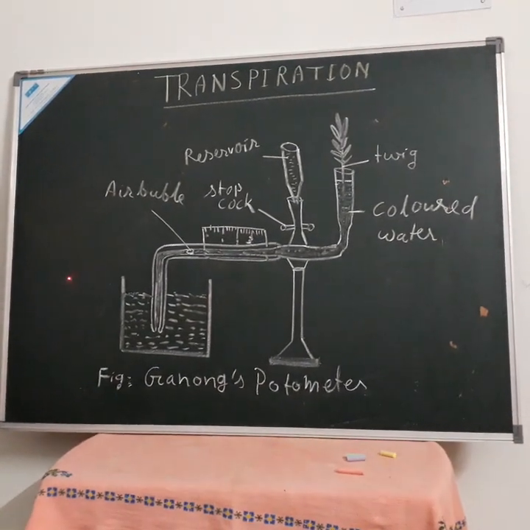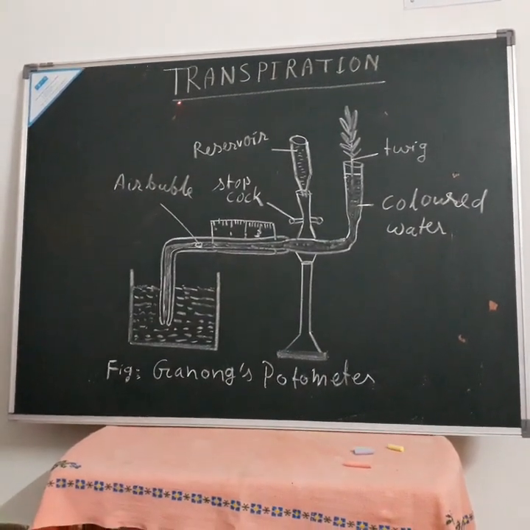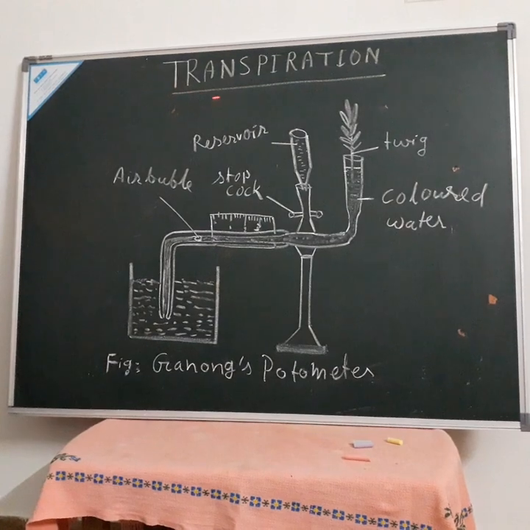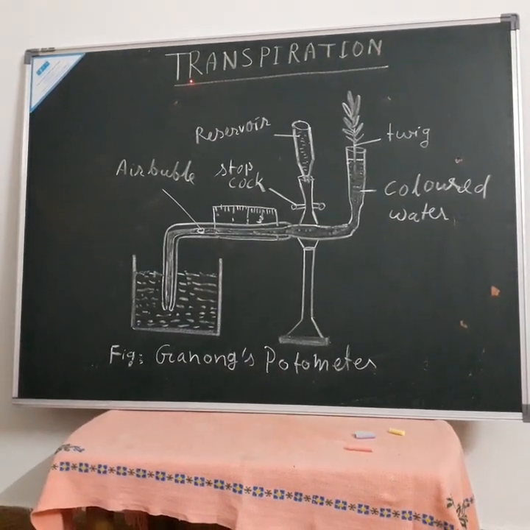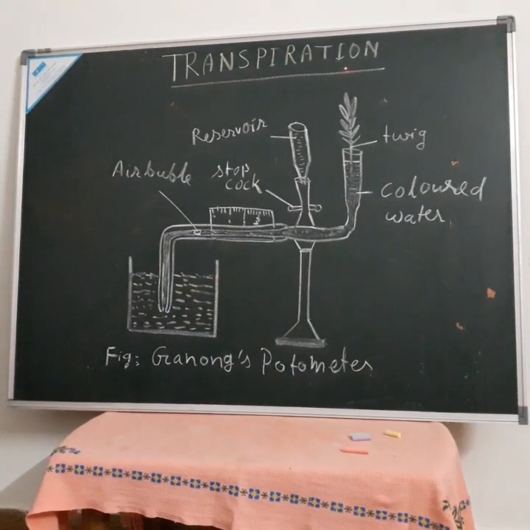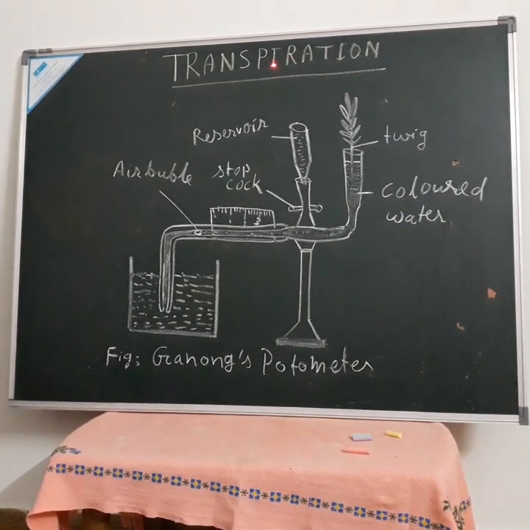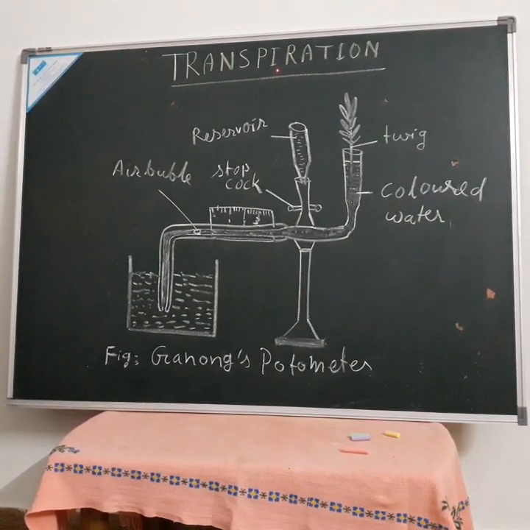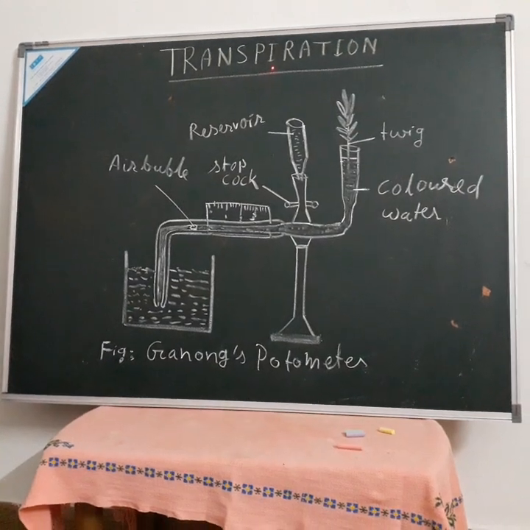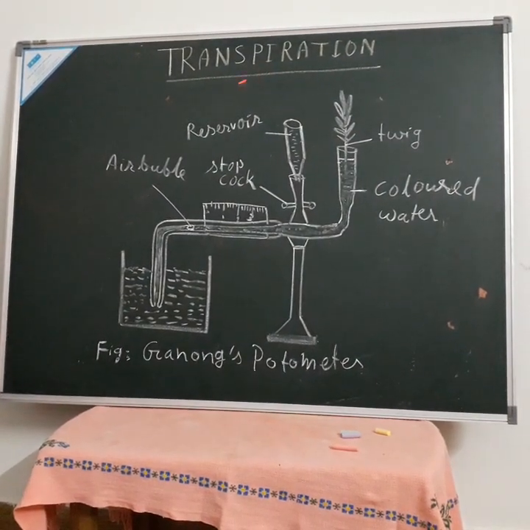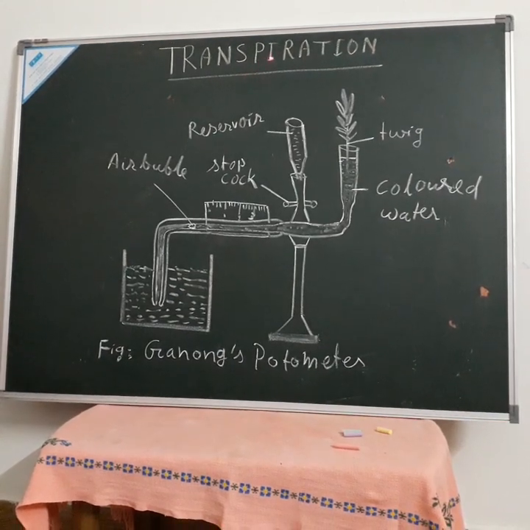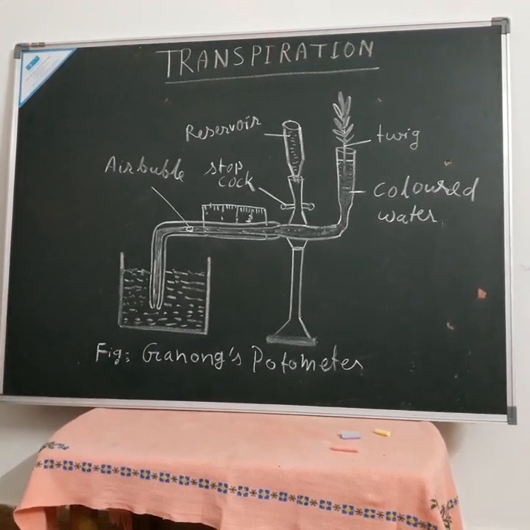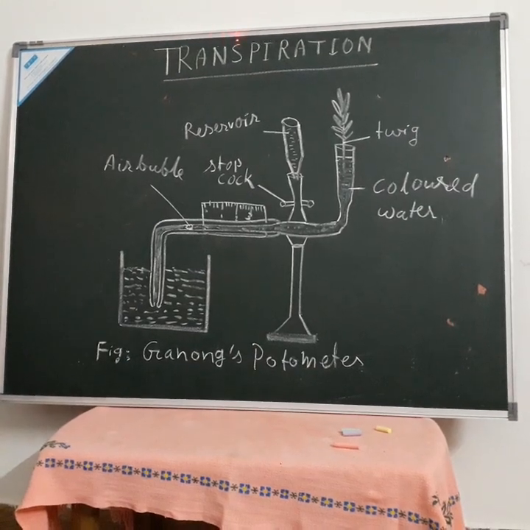Good morning, students. Today we will continue the chapter Transpiration. As I have said, the definition of transpiration, that is loss of water from the aerial part of plants in the form of water vapor, that is known as transpiration. We will continue this chapter with the Ganong potometer.